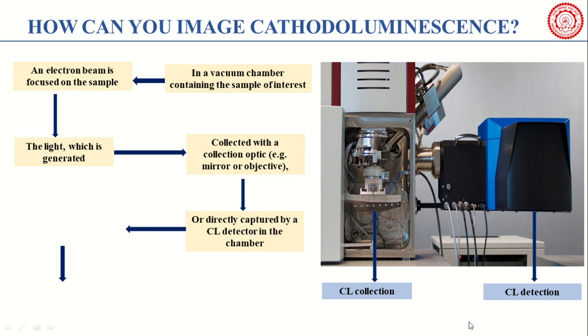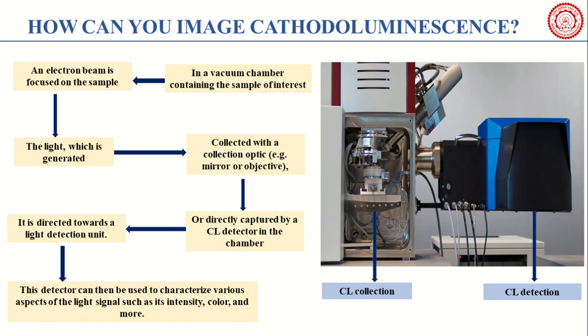Here is the image of the CL detector in the figure, and the light which is captured by the detector is directed towards the light detection unit. Now, this detector can be used to characterize various aspects of the light signal, that is its intensity, color, and many more, like its composition.